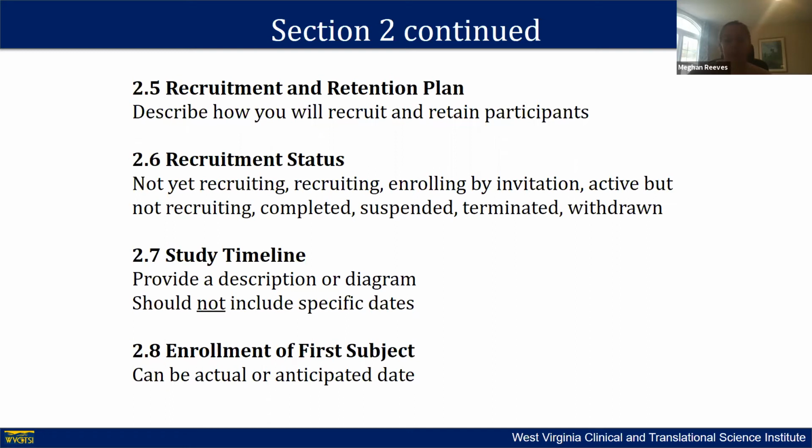Your study timeline, this is something that I think is critical for grant applications and clinical trials and human subject studies in general. The study timeline isn't going to be specific dates. We don't want to see that you'll enroll your first participant necessarily on August 1st, but it should be detailed based on the month of the award or the quarter of the award. And it could be a diagram or it can be written text. So that's the study timeline. And then the enrollment of the first subject, this actually is a date that they're looking for, but it could be your actual date or a targeted or anticipated date.